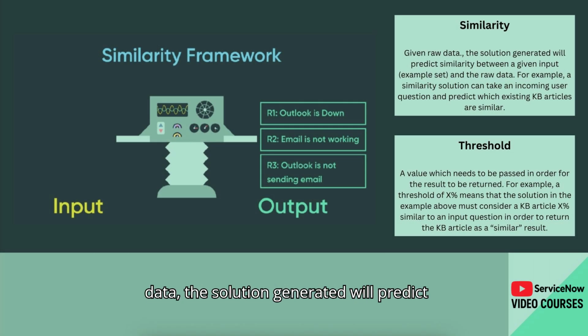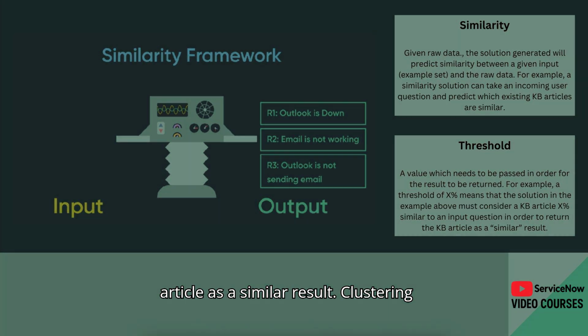Similarity is when given raw data, the solution generated will predict similarity between a given input, example set, and the raw data. For example, a similarity solution can take an incoming user question and predict which existing KB articles are similar. Threshold is a value which needs to be passed in order for the result to be returned. For example, a threshold of X% means that the solution in the example above must consider a KB article X% similar to an input question in order to return the KB article as a similar result.